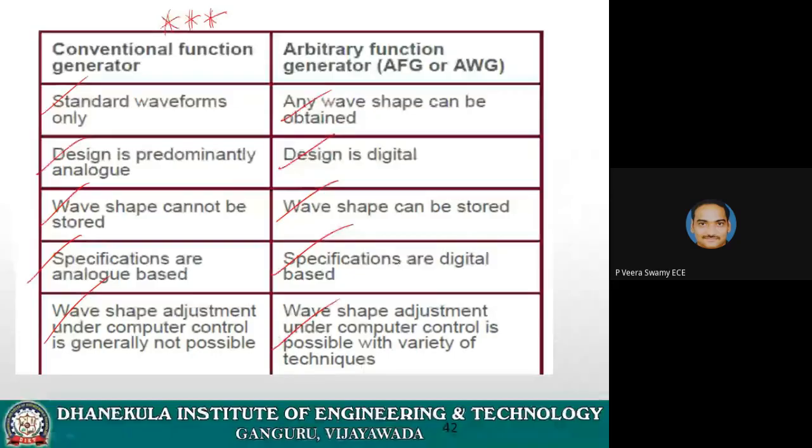So these are very general ones. Just you got that point of what is an arbitrary waveform generator. Then these are general things for the comparison of conventional function generator and arbitrary function generator. Please note down these 5 points. It's a very important one from the examination point of view. Please make that a star mark.